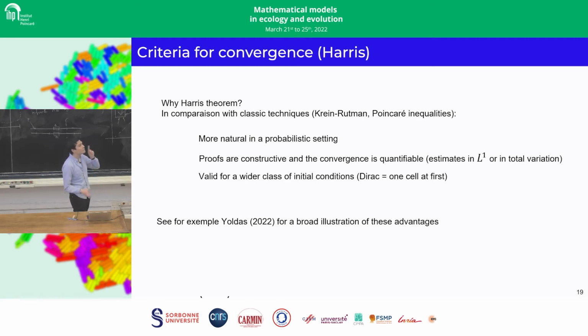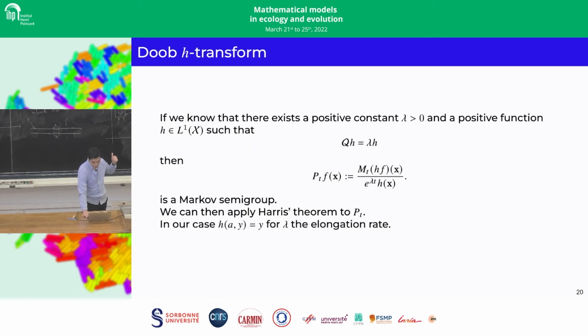There's a nice, really recent review by Hava Yoldas, which gives a really broad illustration, in the unidimensional case, of these Harris techniques applied to kinetic physics models and also to biologically inspired models. So the problem is that this Harris theorem I presented was valid for the conservative case.